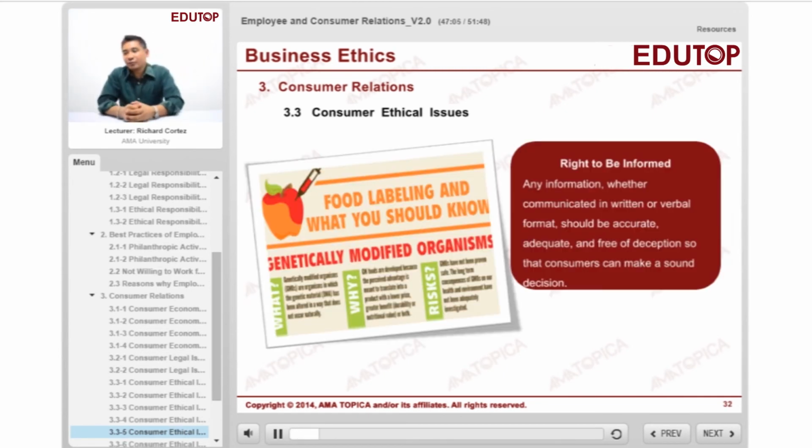Consumers have the right to be informed by putting the right label on the package of the business. You are informing the people of what to expect from a certain product.